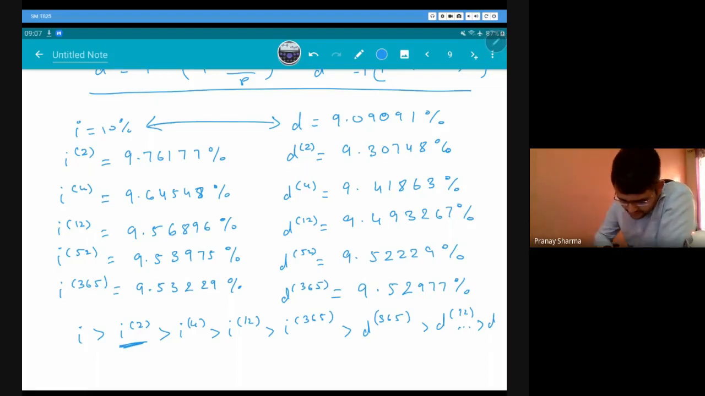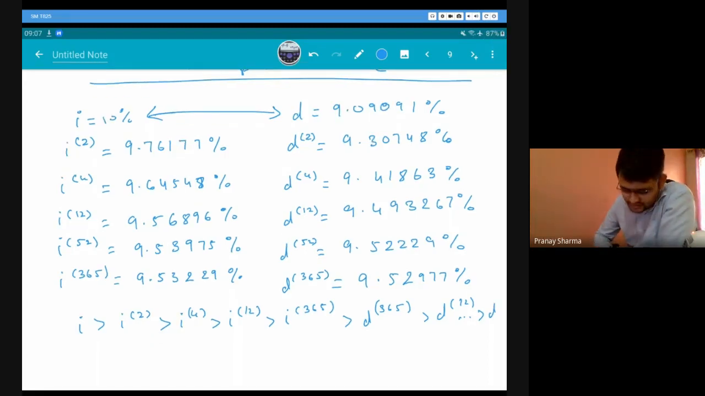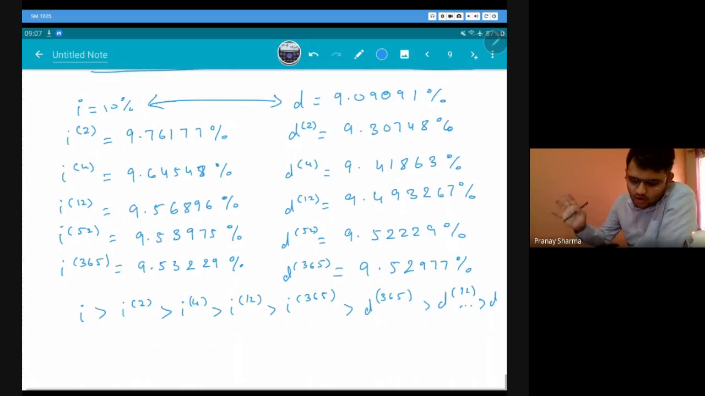So even if you are getting confused right now, don't worry. This is not very important. It's just a concept that we should have some clarity about. So go home, try this again with any rate of interest, and you will get the same pattern.